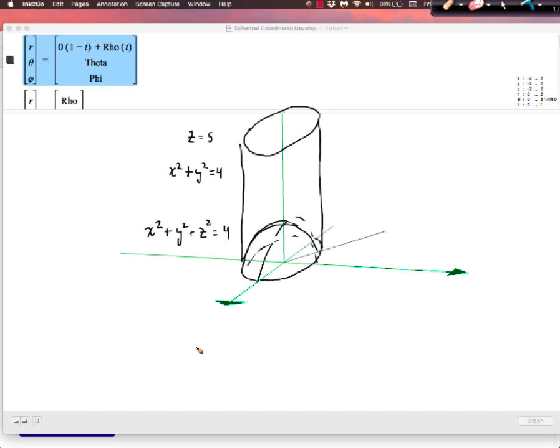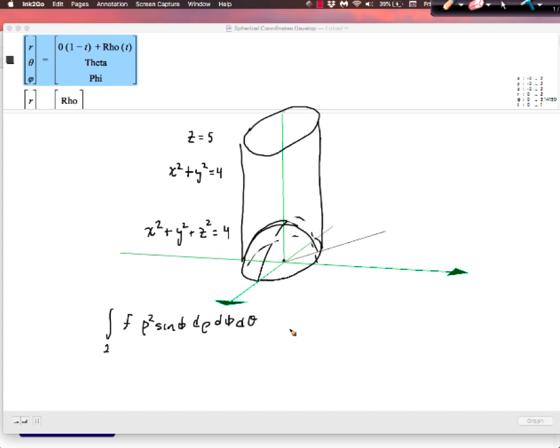And so we're going to do rho first, right? Rho first. So we're standing at the origin. We shoot the arrow toward the solid. Where does it enter the solid? What rho value? 2, right? The radius of the sphere. And where does it exit that solid?